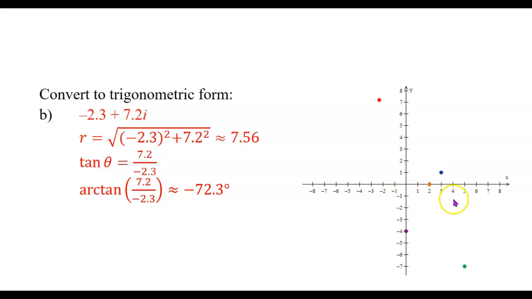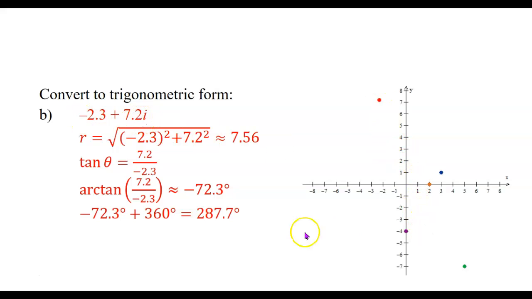So an angle of negative 72.3 degrees is down here in quadrant 4. It would be equivalent to positive 287.7 degrees. But that's not what we want. We're dealing with a complex number in quadrant 2. So we don't want an angle that's down in quadrant 4, where the x's are positive and y's are negative. We want one up here in quadrant 2, where the x's are negative and the y's are positive, or the real parts are negative and the imaginary parts are positive.